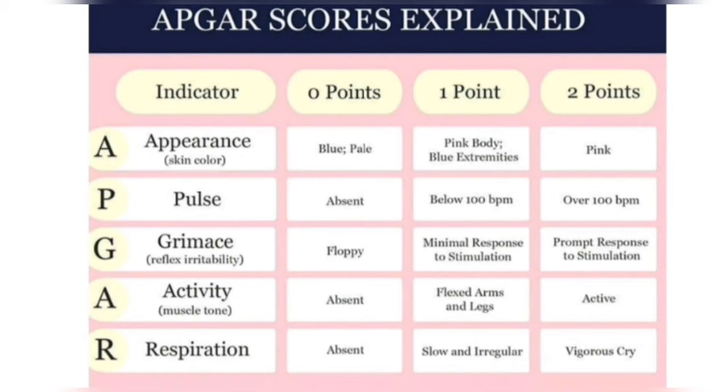Next, pulse. If pulse is absent, 0 points; below 100 beats per minute, 1 point; over 100 beats per minute, 2 points.